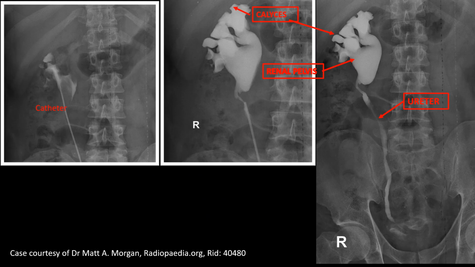In the first image, we can see a catheter. That is the ureteric catheter which is passing through the ureter. Here, the image shows the dye injected through the ureteric catheter, which gives a shadow of the calyces and renal pelvis. In the third image, we can see the ureter also in addition to the calyces and renal pelvis.